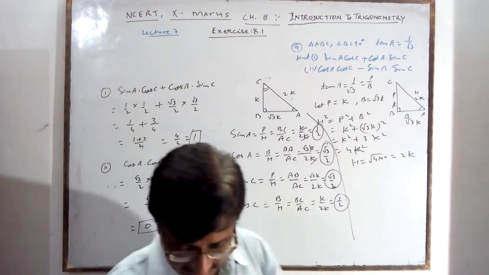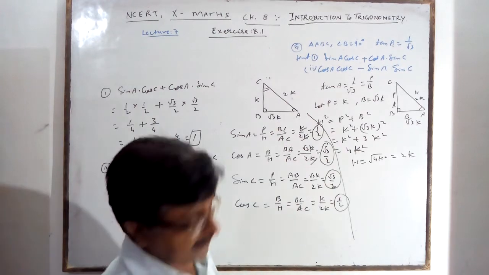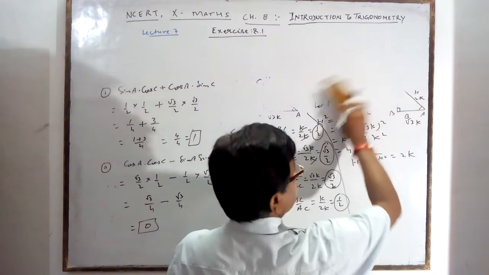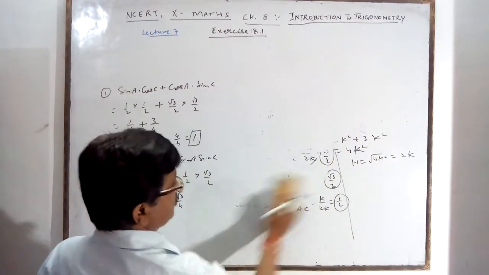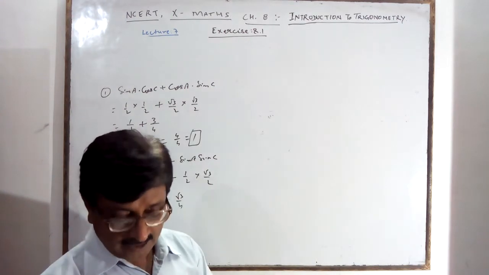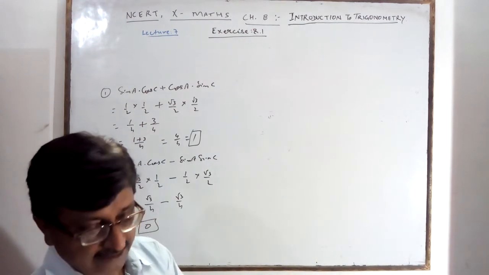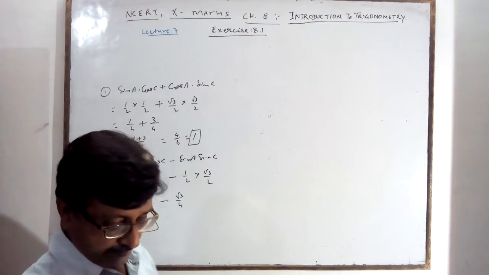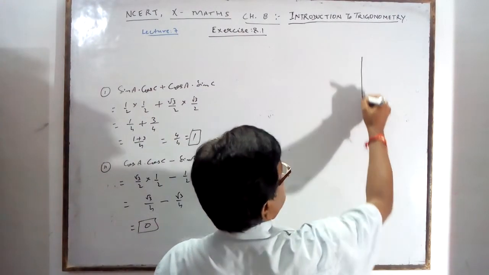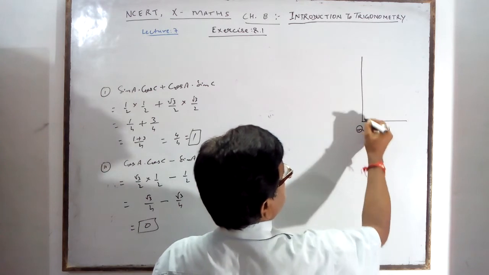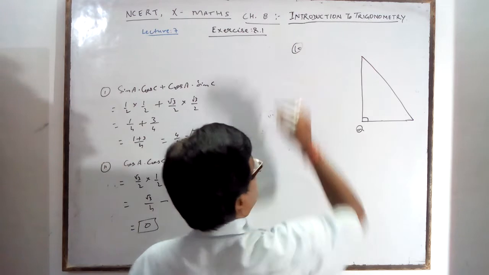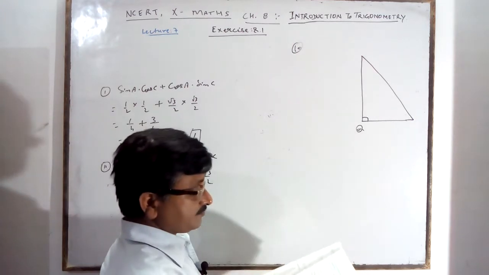Question number 10 is given. In a triangle PQR, first of all, we will draw a triangle PQR. In triangle PQR, angle Q is 90 degrees. What are you getting? Angle Q is 90 degrees, it is given.